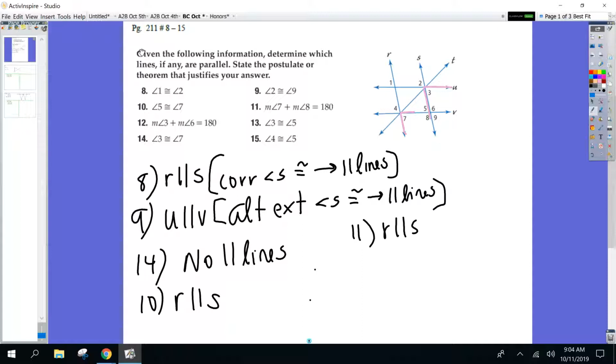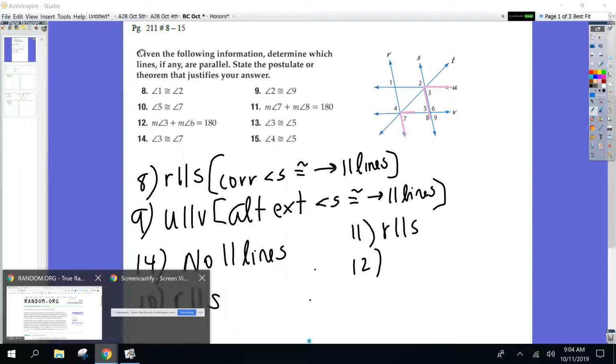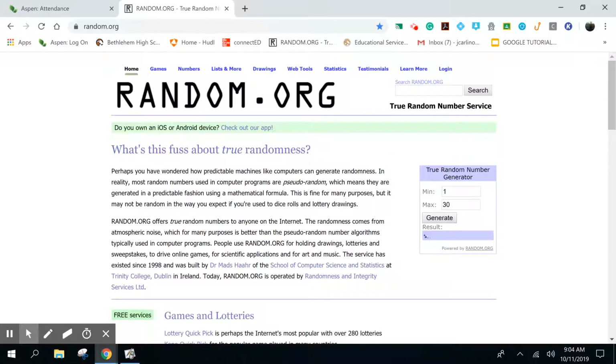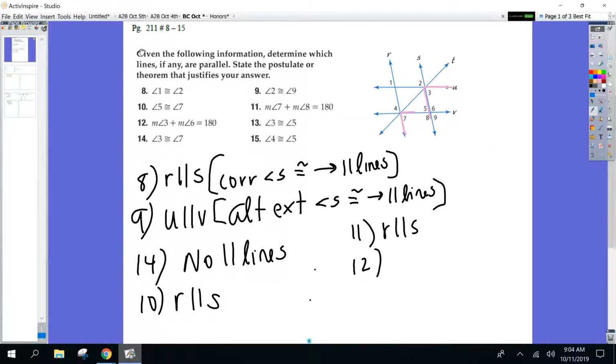Done. Same side interior supplementary, which they should be, imply parallel lines. Here we go. 3 and 6 are also supplementary. Does that give me anything? 3 and 6 are supplementary. 24? Nope.